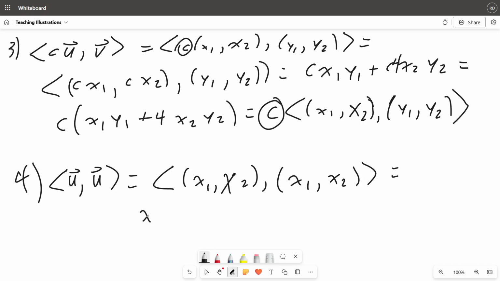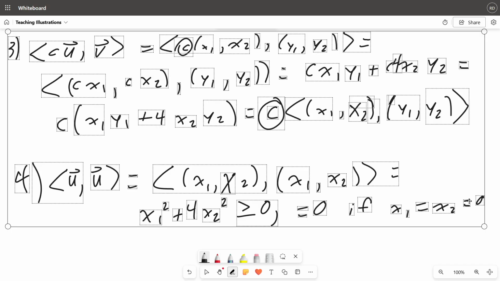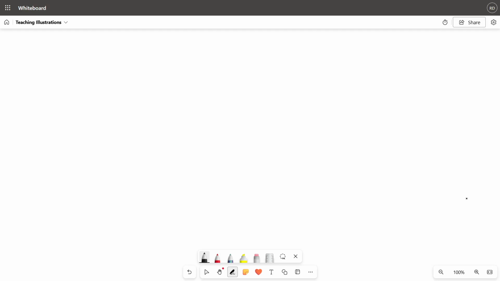Which becomes x1 squared plus 4x2 squared. And well, squares can't be negative, so this has got to be greater than or equal to 0. And it can only equal 0 if x1 and x2 are both 0. So it fits that property too. So that's an inner product. So if you're asked to show this thing's an inner product, you have to go through all of those steps.